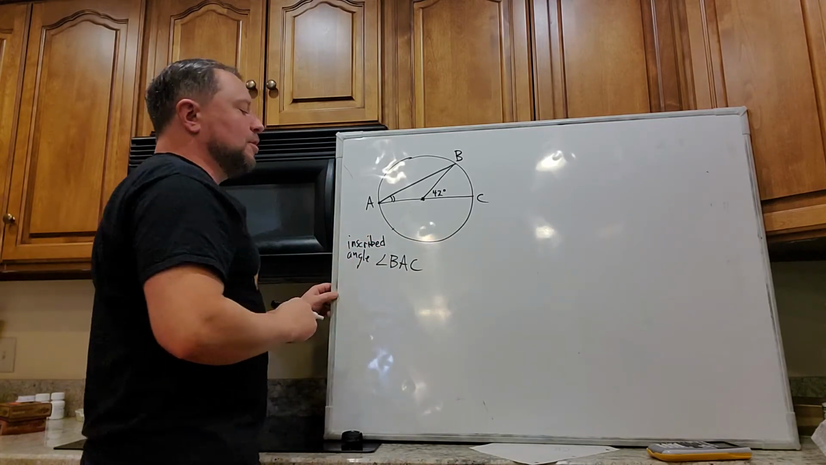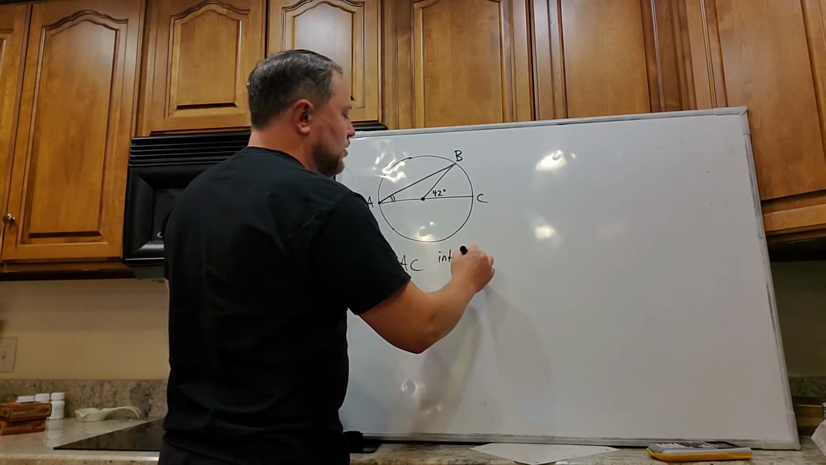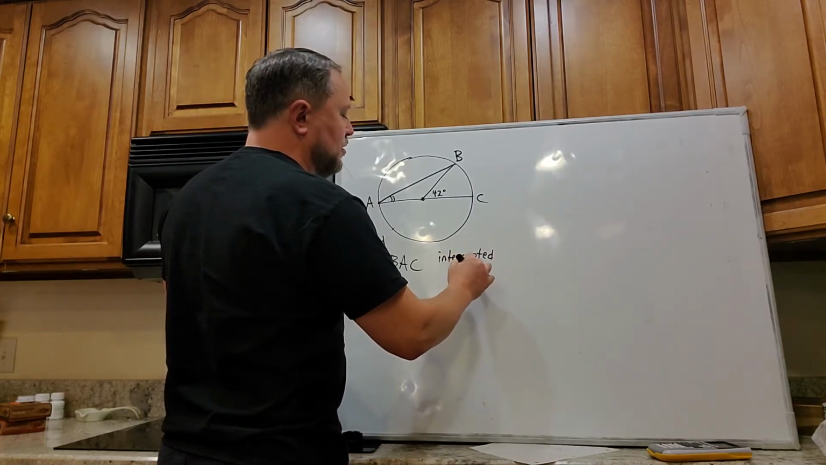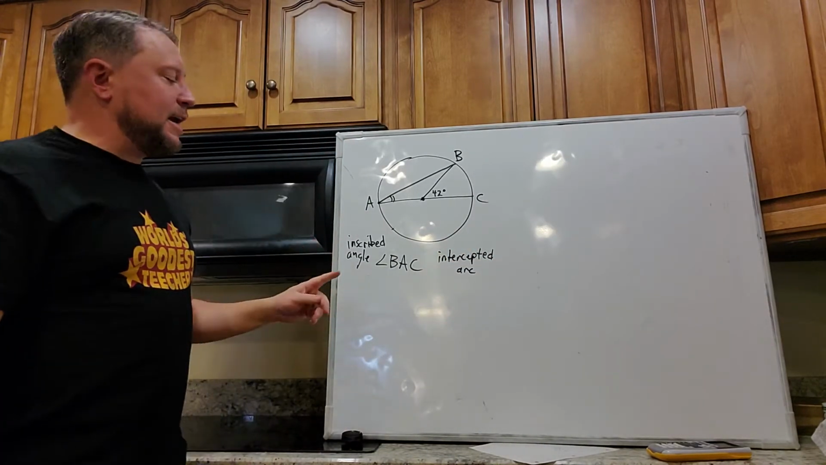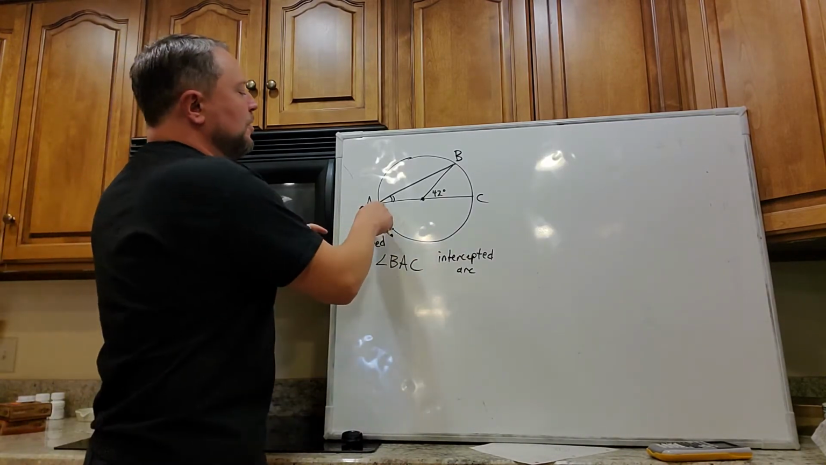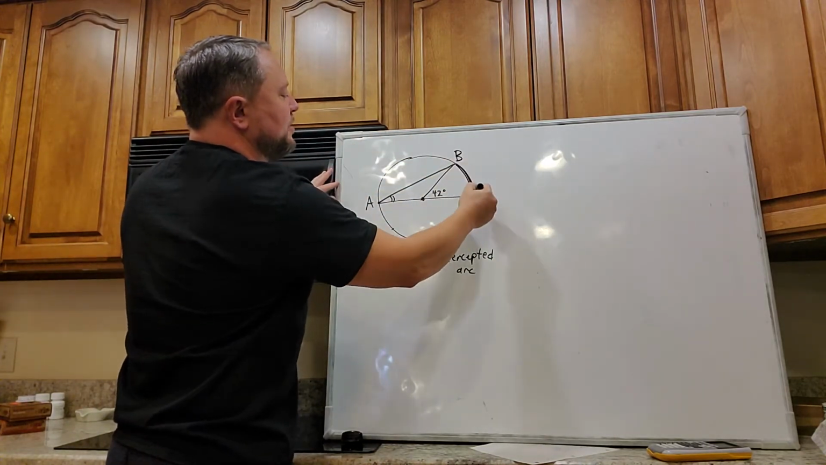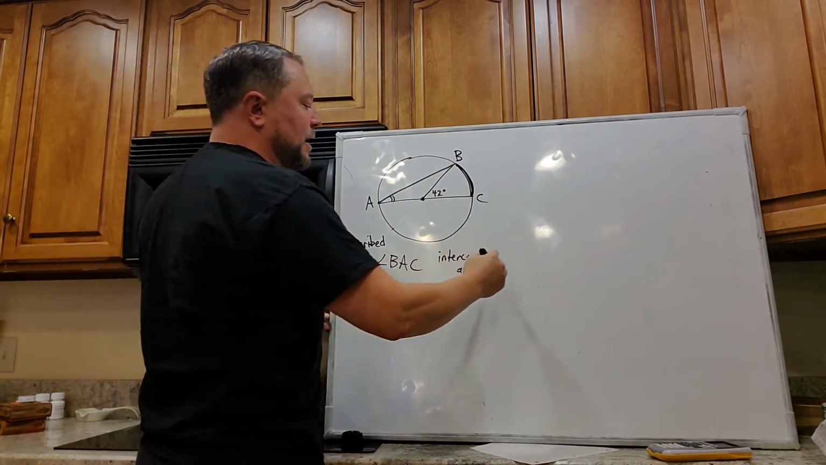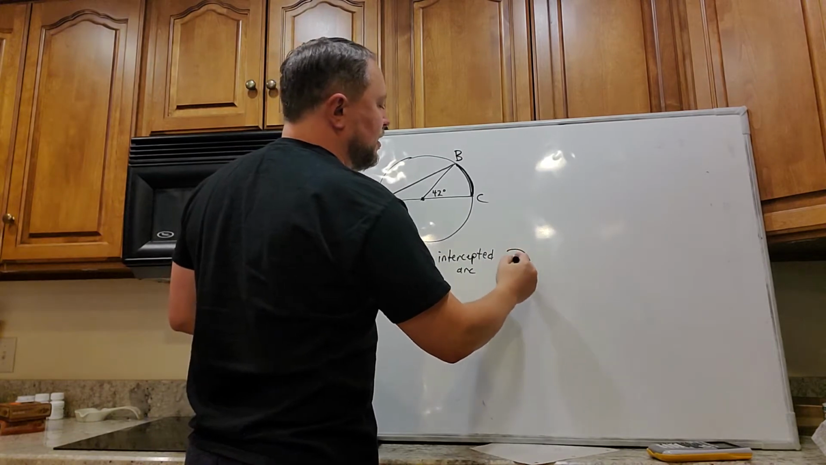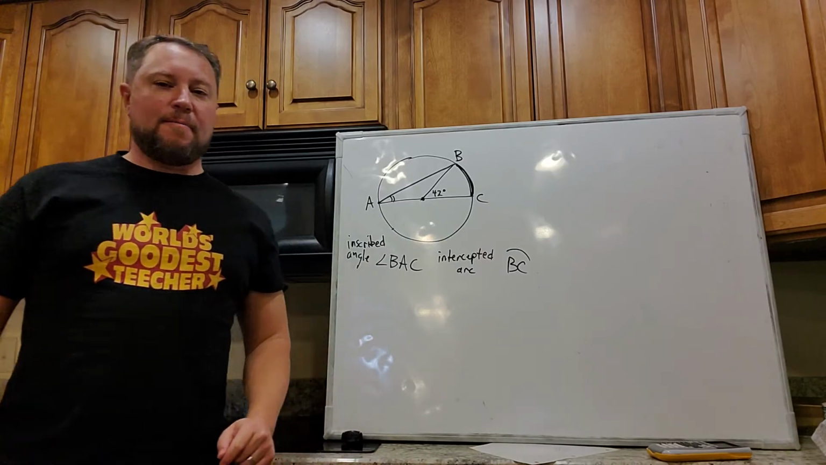Now if I ask you to also name the intercepted arc. I'm simply saying, if that's the inscribed angle, what arc did it hit? We were naming this inscribed angle. You follow it out, and I hope you can see it hits that part of the circle, that arc. So you would say that the arc BC is the intercepted arc.